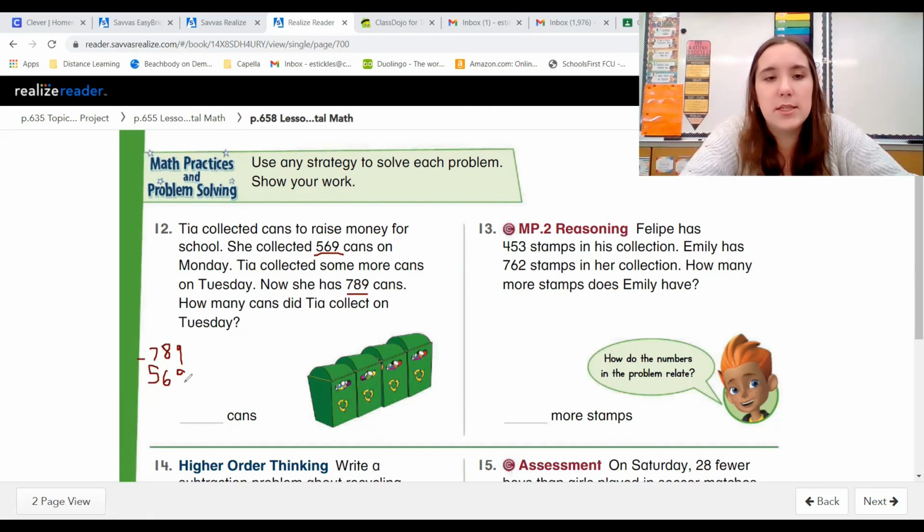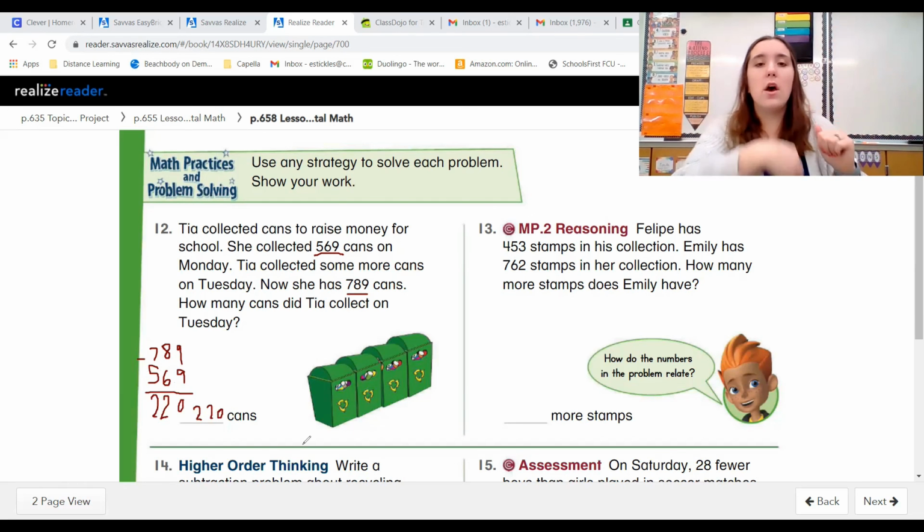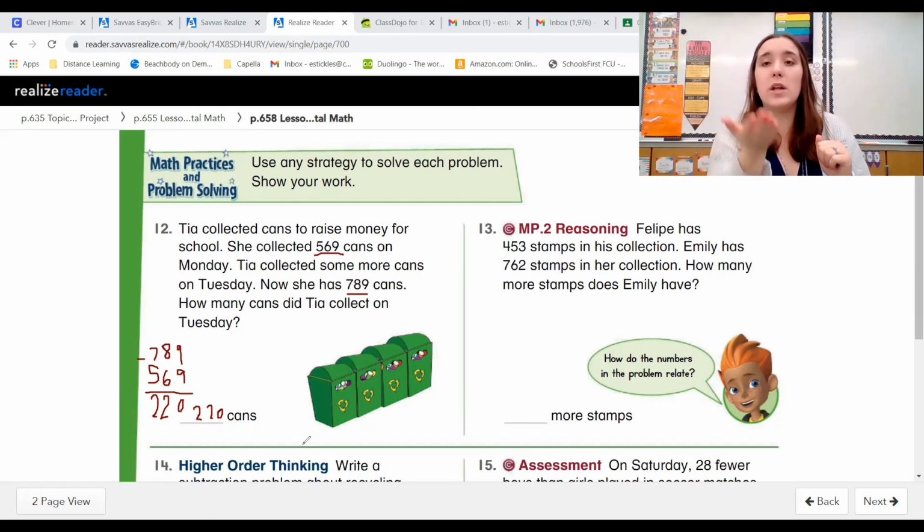For mine, I'm just going to stack them up to show my work. So 9 ones minus 9 ones is 0 ones. 8 tens minus 6 tens is 2 tens, and 700s minus 500 is 200s. So my answer is 220. And this is what that means. On Monday, she collected 569 cans. On Tuesday, she collected 220 more cans. So in all, she has collected 789 cans.